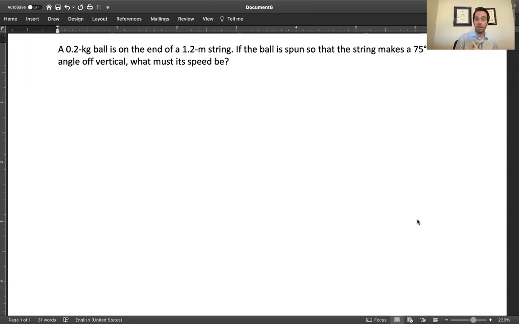I had a cool idea, and the idea is that we would solve a physics problem. Since you're watching this video, I'm guessing you have the same idea. What we're going to be looking at here is a ball that is spinning on the end of a string.